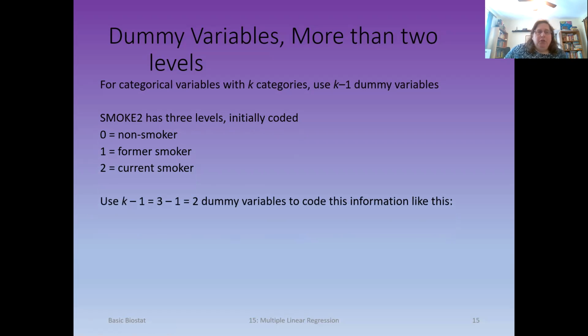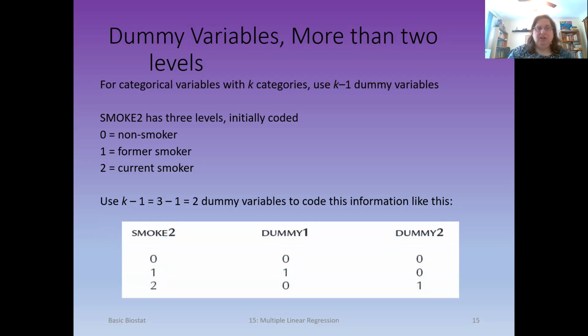So because there are 3 levels, we take 3 minus 1, we get 2, and that means we're going to need 2 dummy variables to code this information, and here's how it would look. Okay, so you've got your smoke 2, that's 0, 1, 2. You've got dummy variable 1, which really compares former smokers to non and current smokers. You've got dummy variable 2, which really compares current smokers to non-smokers and former smokers.